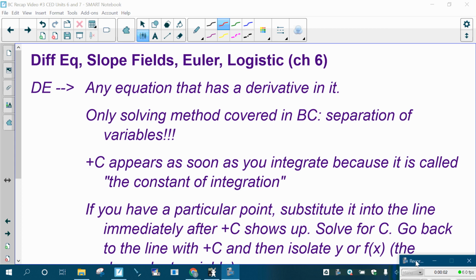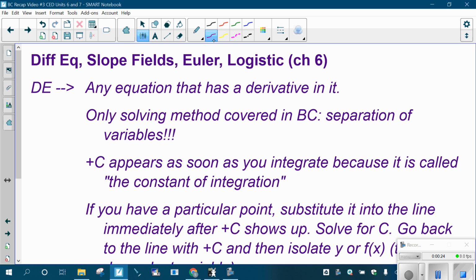Everybody, Mr. Covey here, and thank you for tuning into the second half of our Chapter 6, Chapter 7 video here. And I'm going to be talking about differential equations, and then related to differential equations, slope fields, Euler's method, and logistic growth. So if you remember at a most basic level, a differential equation is an equation that has a derivative in it. Okay, that's what a differential equation is.